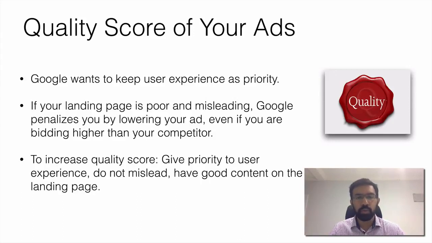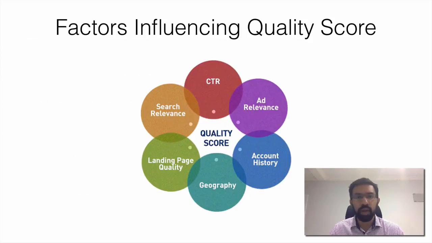So to increase quality score, give priority to user experience, do not have misleading advertisements and misleading landing pages, and have good content on the landing page as well. So what are the different factors influencing quality score? This is a very in-depth concept by itself, but we will have a quick overview. CTR, click-through ratio: if people are clicking on your ads a lot, it means the keyword they search for and the ad they see are very relevant. If two people search for a keyword and one clicks on the ad, the click-through ratio is 50%. If 10 people search and only one clicks, it is 10%. So if the ad relevance is high, the CTR will also be high.